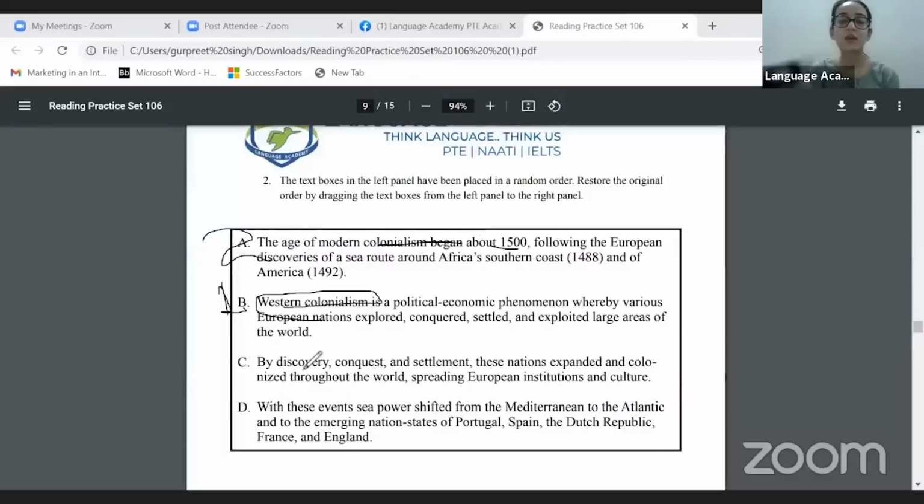Otherwise also, why cannot C or D come in between? Because in C we have "these nations," and these nations can only come when you name some countries, only then you can say these nations. "These" means you are referring to some nations. Where are the names of nations in this sentence? That means D will come before C. Only when you put D, after that you can say these nations. These means Portugal, Spain, Dutch Republic, France, and England. Without naming, you cannot refer.